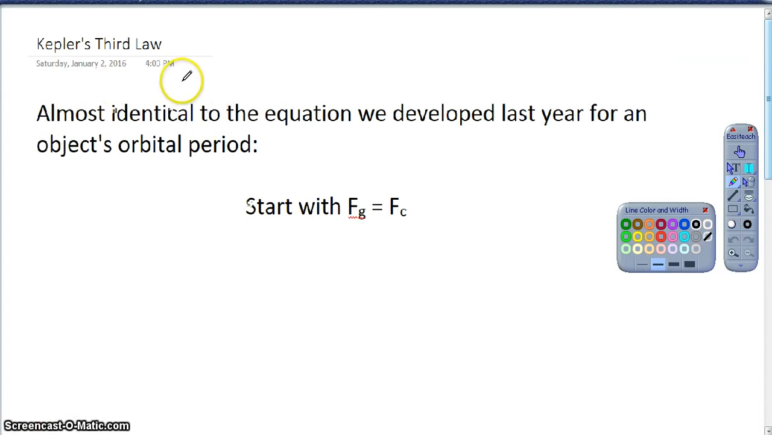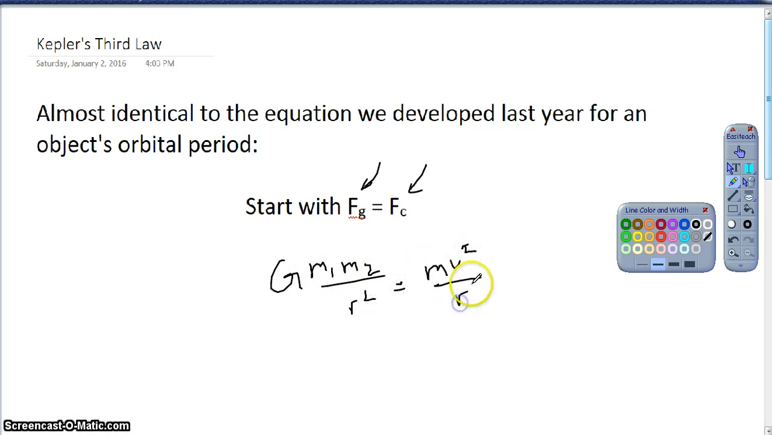And then Kepler's third law here says that the square of the period is proportional to the semi-major axis cubed, and it's going to be almost identical to the period equation that we developed again from last year. So again, last year we assumed that gravitational force was providing the centripetal force, right? So we said that the universal constant times m1 times m2 over r squared equals mv squared over r. And this is exactly what we saw in the first section of the notes.